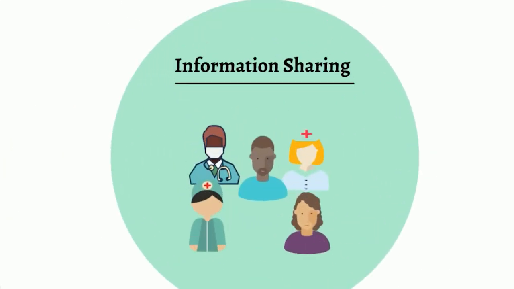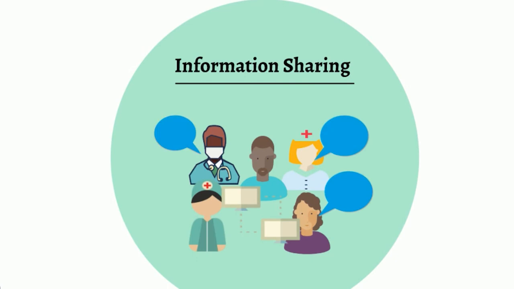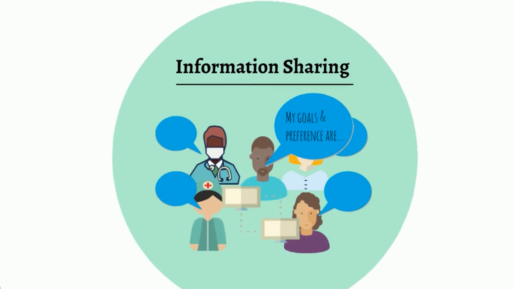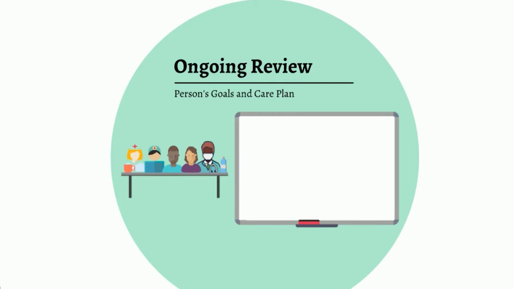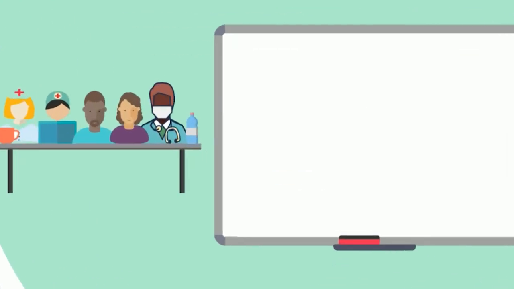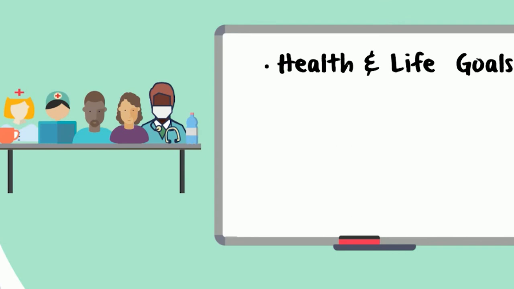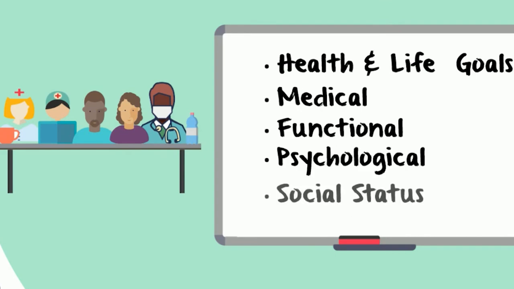Information sharing. Continual information and communication sharing may be accomplished through mechanisms such as the electronic health record and standardized referral forms. This is enhanced by careful listening and open communication between the person and everyone involved in his or her care. Ongoing review. Ongoing review of the individual's care plan on a regular basis throughout an episode of care helps to determine the plan's effectiveness, address the person's evolving health and life goals, and assess changes in the person's medical, functional, psychological, or social status.